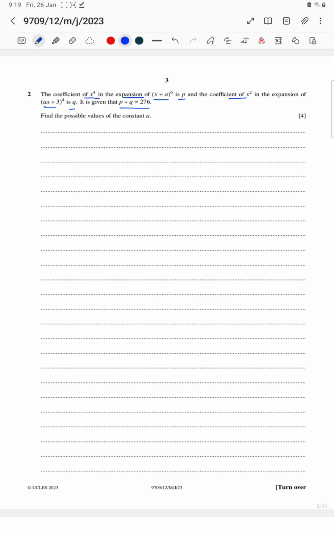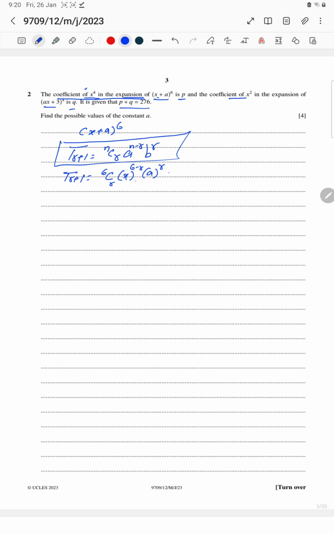So what to do? We first write (x plus a) to the power 6, which helps us to find the coefficient of x^4, and that should be p. For the indicated term, we have nCr a to the power n minus r, b to the power r. You can even get this formula from the formula sheet, which will be provided along with the question paper. So T(r+1), n is 6, r remains r, a is x to the power 6 minus r, and b is a to the power r.